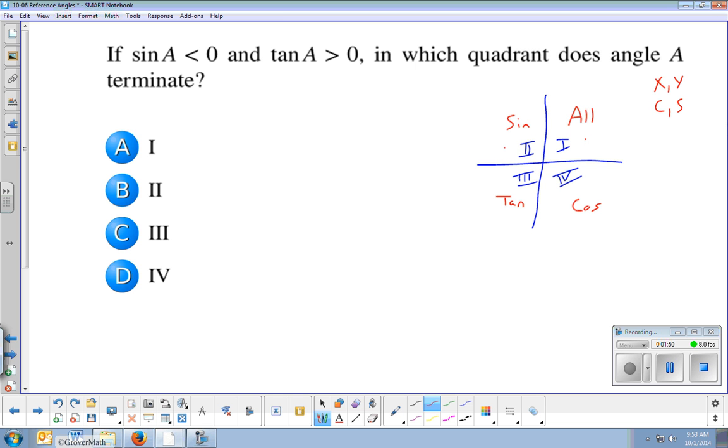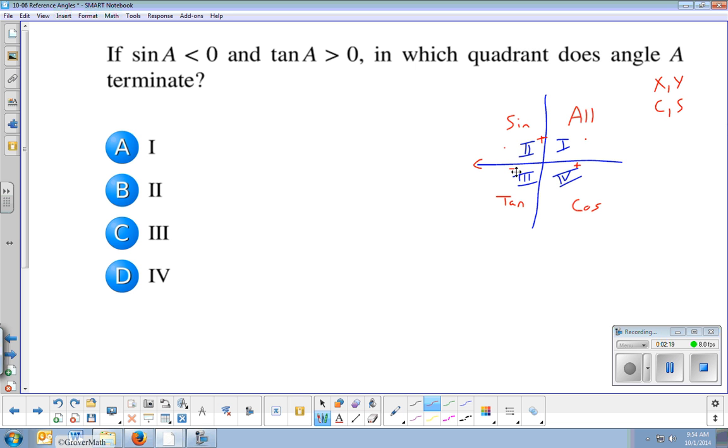Well, in quadrant 2, I'd be going left to the negative side of the x-axis, and then I'd be going up, which is positive for the y-axis, and so I'd have a negative x, positive y. Negative x means negative cosine, positive y means positive sine, so sine is positive, cosine is negative. And tangent is also negative because tangent is actually the division of sine and cosine, so if you divide a positive and a negative, you get a negative.